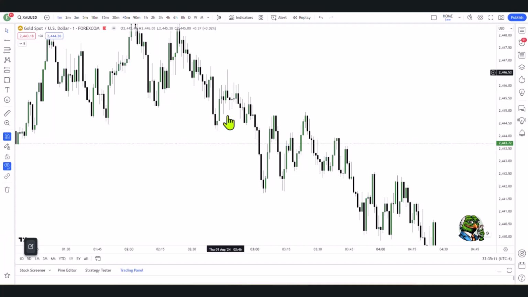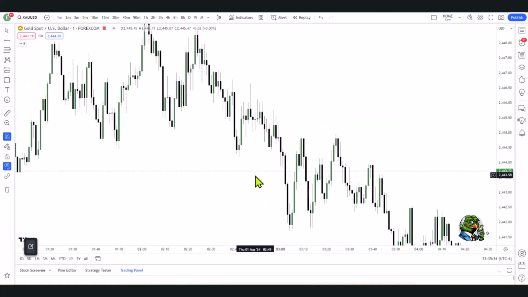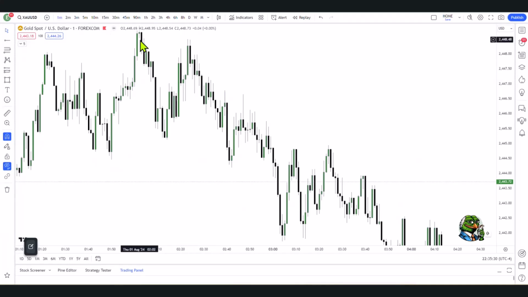Okay, so if we look at the time here, there is 3 a.m. Okay, the market's going down. Right now, I'm looking for... So this is the first time the market showed me its hand. This is all chop before there. Right, this is 2 a.m. This is 2:30. Just chop, chop, chop.